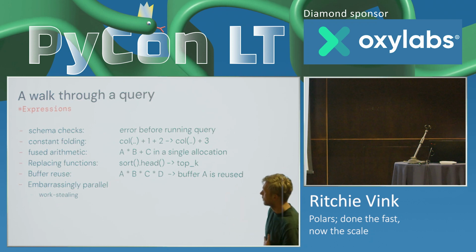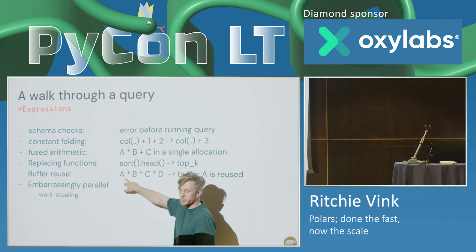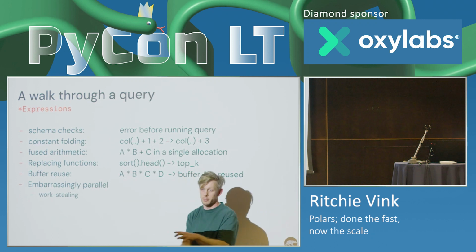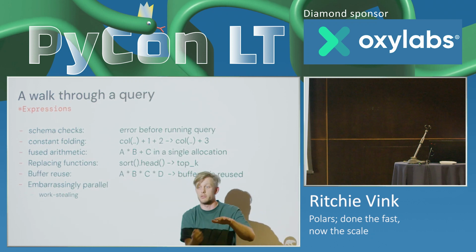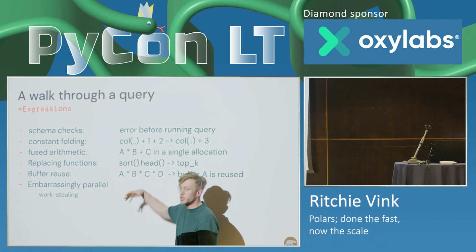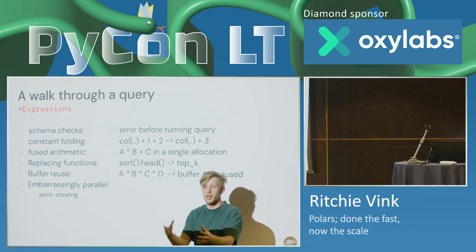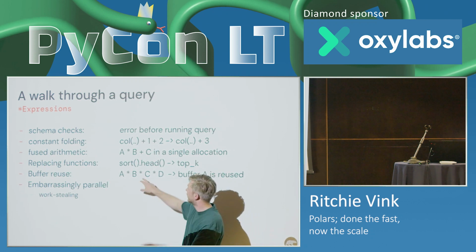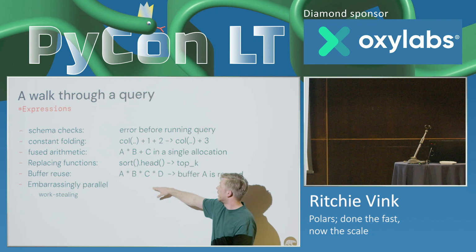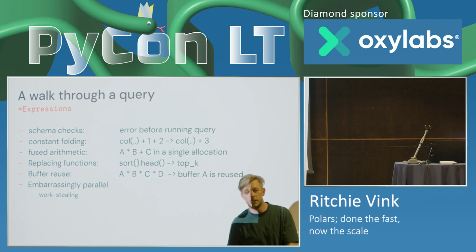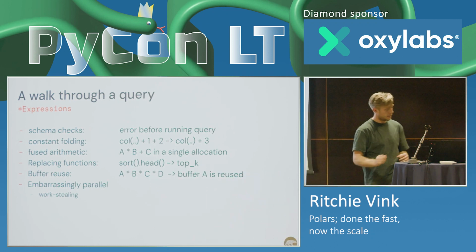And we reuse buffers. For instance, if we have buffer A and it comes from a data frame, we cannot use that buffer because the buffer is still in the data frame. We cannot overwrite that data. But once we multiply it with column B, then we have a new buffer, which doesn't belong to anyone yet. So we can reuse that buffer if we do the next multiplication and the next. So this saves a lot of allocation costs.